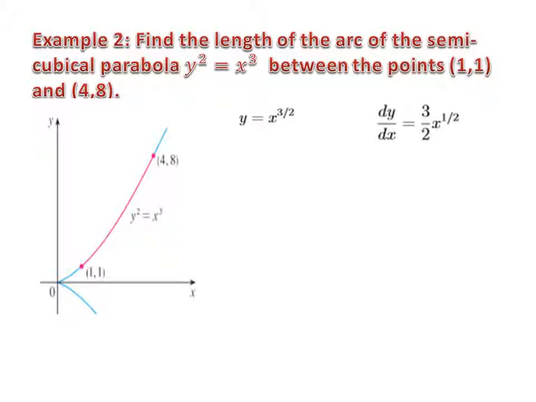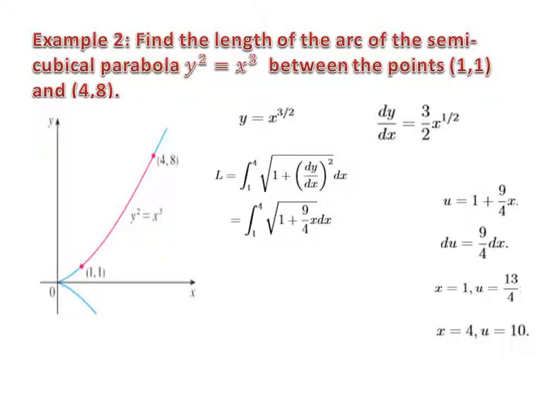The root in the arc length formula would then be L equal to the integral from 1 to 4 of the square root of 1 plus (dy/dx) squared. Just substitute the dy/dx into the equation, and we get the integral from 1 to 4 of the square root of 1 plus 9/4 x.